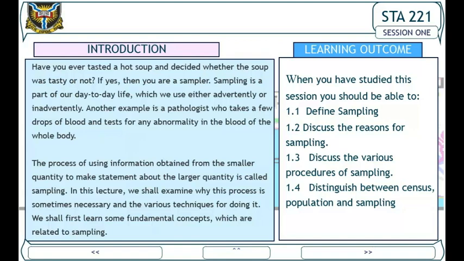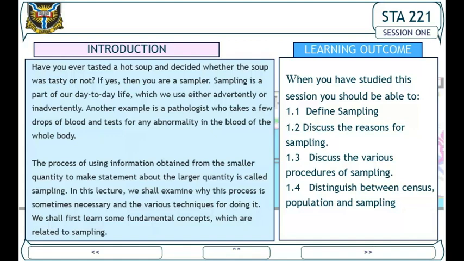Another example is a pathologist who takes a few drops of blood and tests for any abnormality in the blood of the whole body. The process of using information obtained from the smaller quantity to make statements about the larger quantity is called sampling.